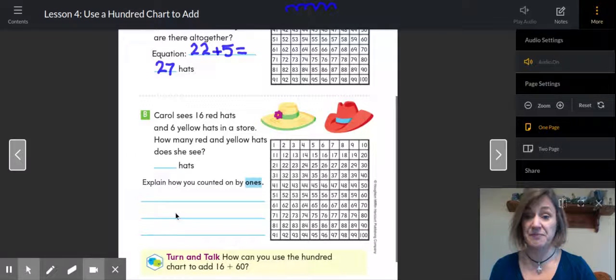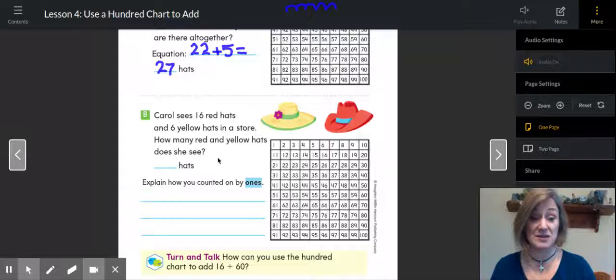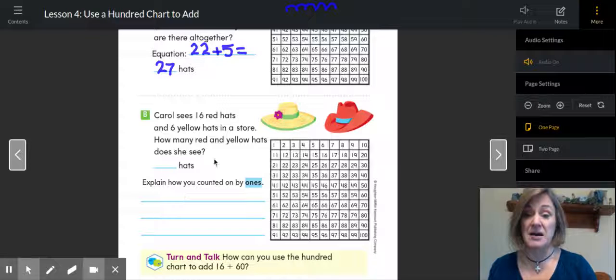Let's look at B. Carol sees 16 red hats and 6 yellow hats in a store. How many red hats and yellow hats does she see? So again, I'm picturing Carol at a store, 16 red hats and 6 yellow hats. And I want to know how many hats she sees at the store. So I want to know the total, don't I? So that means I need to add. And so it would be 16 plus 6. And so let's try that.